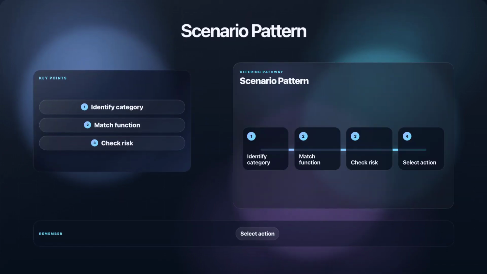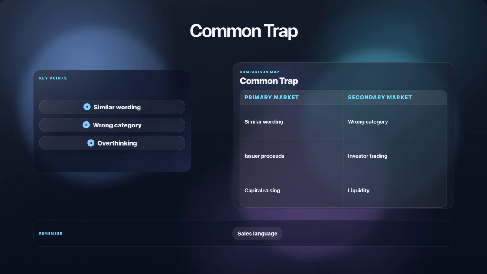A typical scenario gives you a few facts and asks for the best interpretation or action. Do not start with the answer choices. First, classify the situation. Then connect it to the rule, product, participant, or market function being tested. The SIE may test whether a security can be freely sold or whether resale restrictions apply.